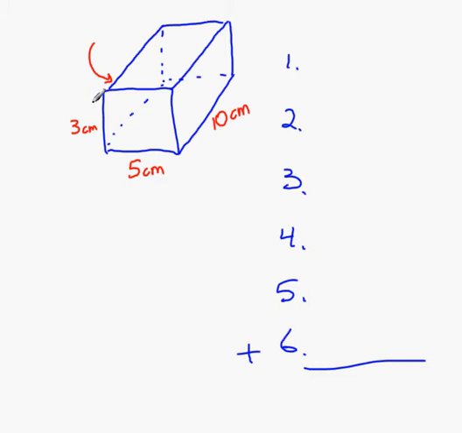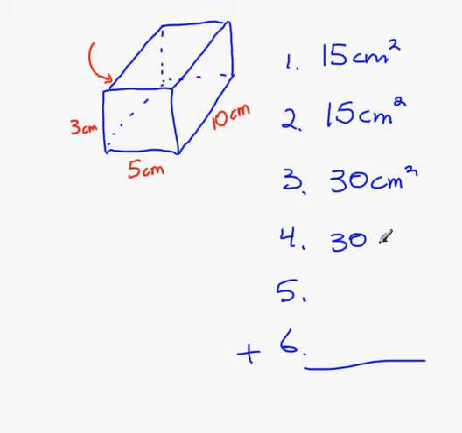The end here would be 3 centimeters by 5 centimeters. That would be 15 centimeters squared. Now there's another end over here, so that would be also 15 centimeters squared. This side, which is 10 centimeters by 3 centimeters, would be 30 centimeters squared. And then there's another one of those, 30 centimeters squared. And then this one up here on the top and the bottom is 5 centimeters by 10 centimeters. And that would be 50 centimeters squared for the top and bottom.